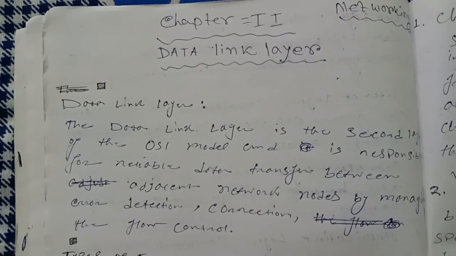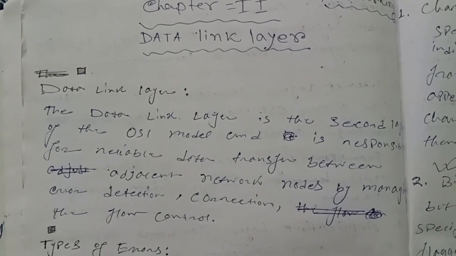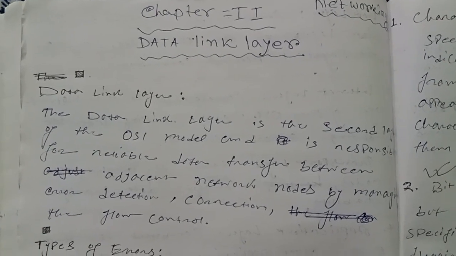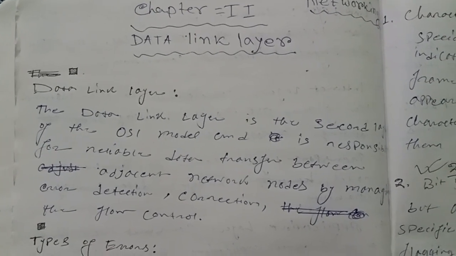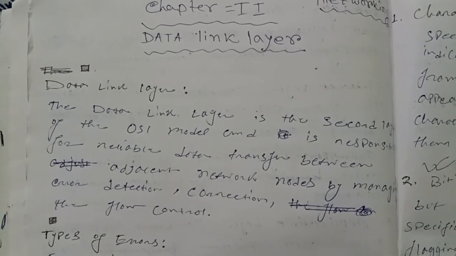Today we will start the second chapter of our networking series. So, welcome to a new video. This is chapter 2, data link layer. This chapter is all about the data link layer. It's one of the most important layers in the OSI model.